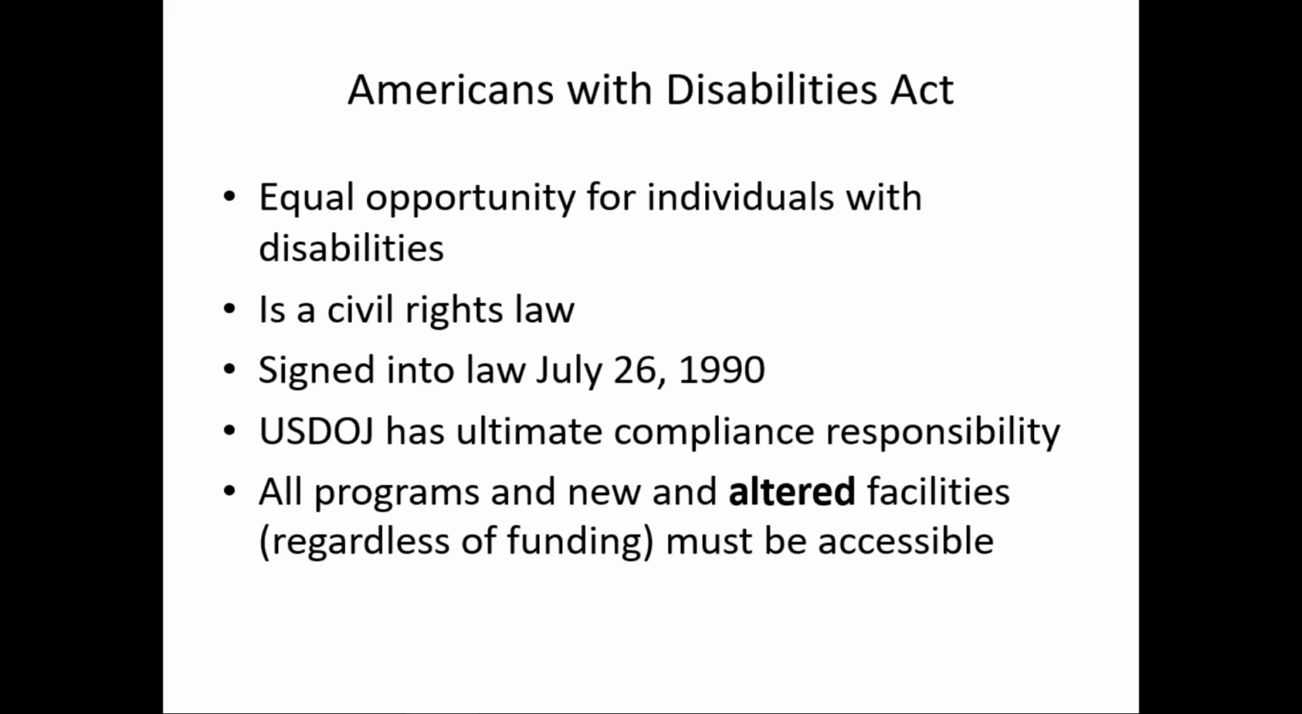The United States Department of Justice has ultimate compliance responsibility when it comes to ADA. And kind of the bottom line is, as you see in the last bullet there, all programs and new and altered facilities, regardless of the funding source, must be accessible if they're in the public right of way.